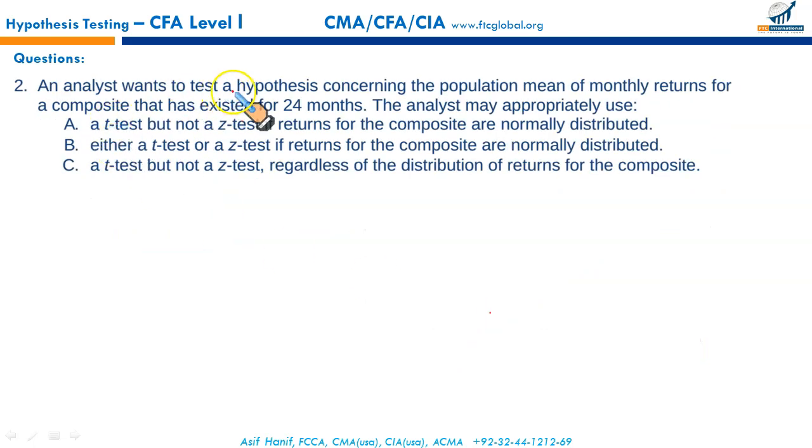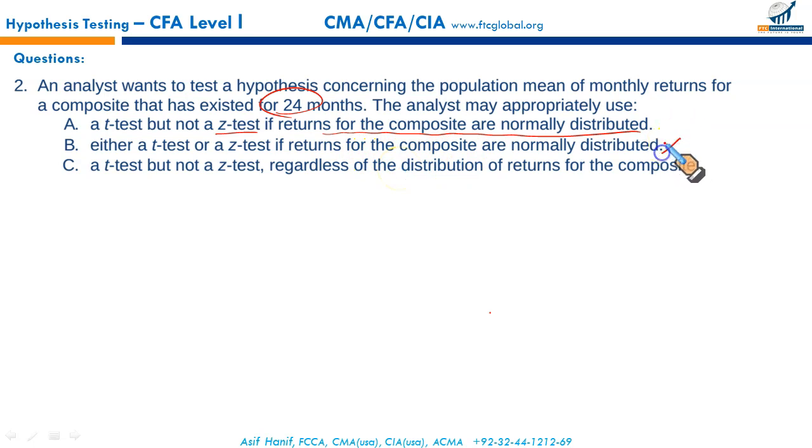An analyst wants to test a hypothesis concerning the population mean of monthly returns for a composite that has existed for 24 months. The analyst may appropriately use a t-test, but not a z-test, if the returns for the composite are normally distributed. Yes, if the sample size is less than 30 and the population variance is not known, we can use t-statistics. With so small a sample size, t-statistics may be used if the population is approximately normally distributed.